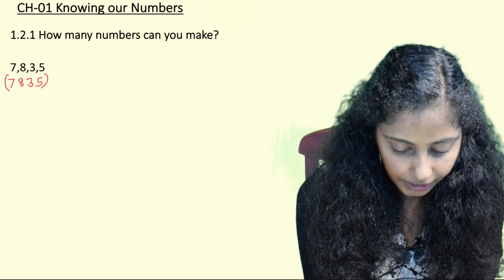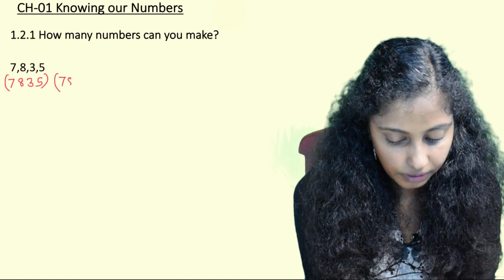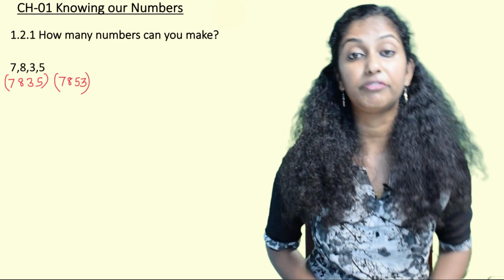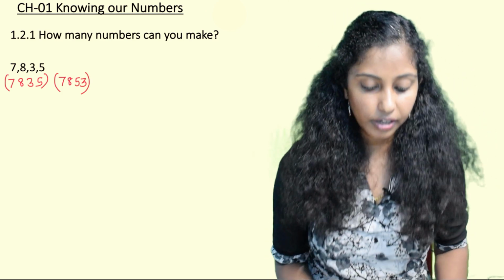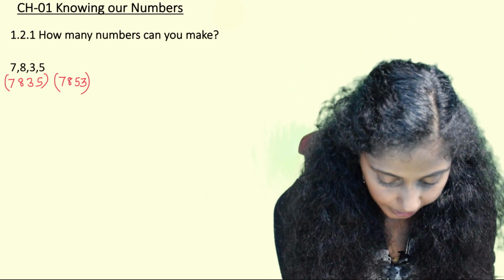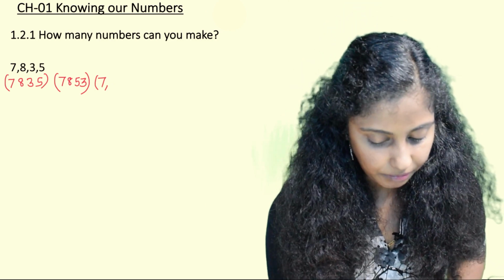Apart from that, I write 7 as it is. I write 8 also as it is. I change the position of 3 and 5. I make it 7853. Here I kept 7 and 8 as it is. And then now again I can do one more thing, I can keep 7 as it is, I am keeping it.